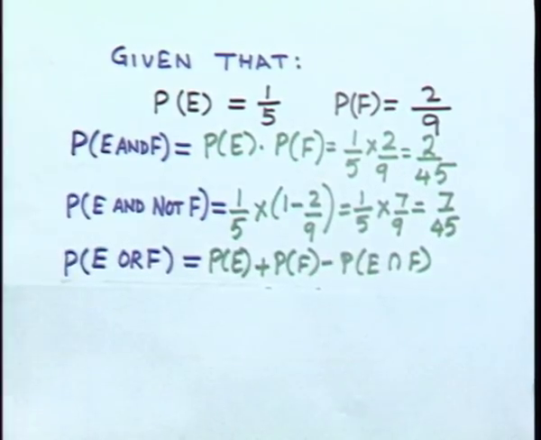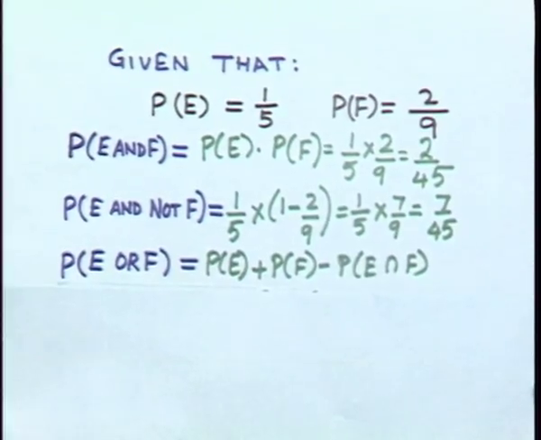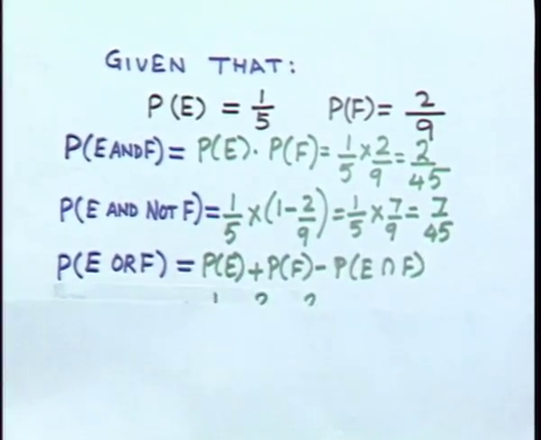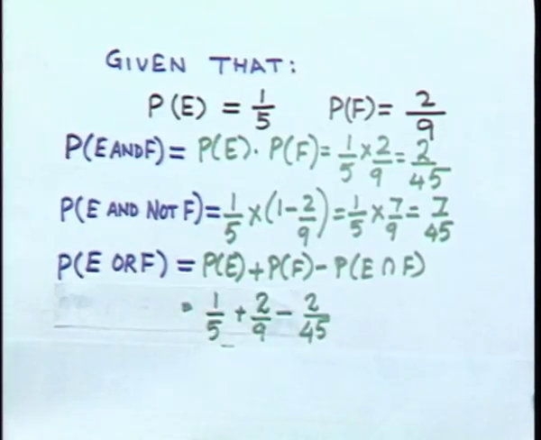Next, probability of at least one of them being selected, that is either husband or wife. So, probability of E or F is equal to probability of event E plus probability of event F minus probability of event E and F, which is equal to 1 upon 5 plus 2 upon 9 minus 2 upon 45, which is equal to 17 upon 45.